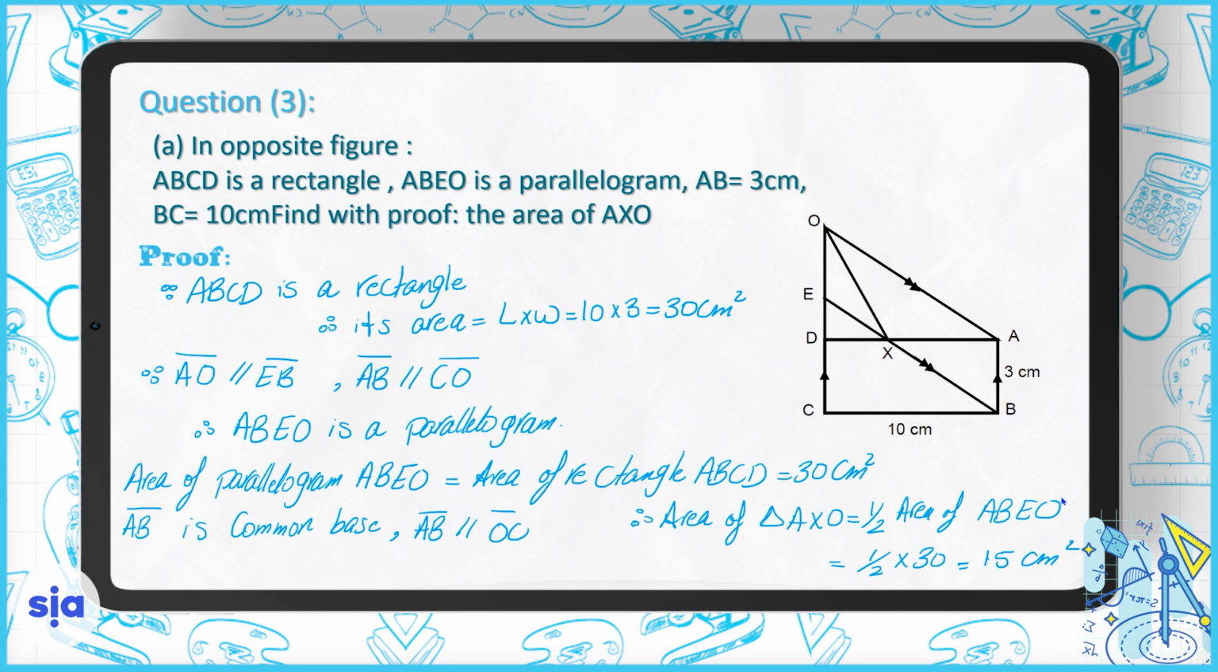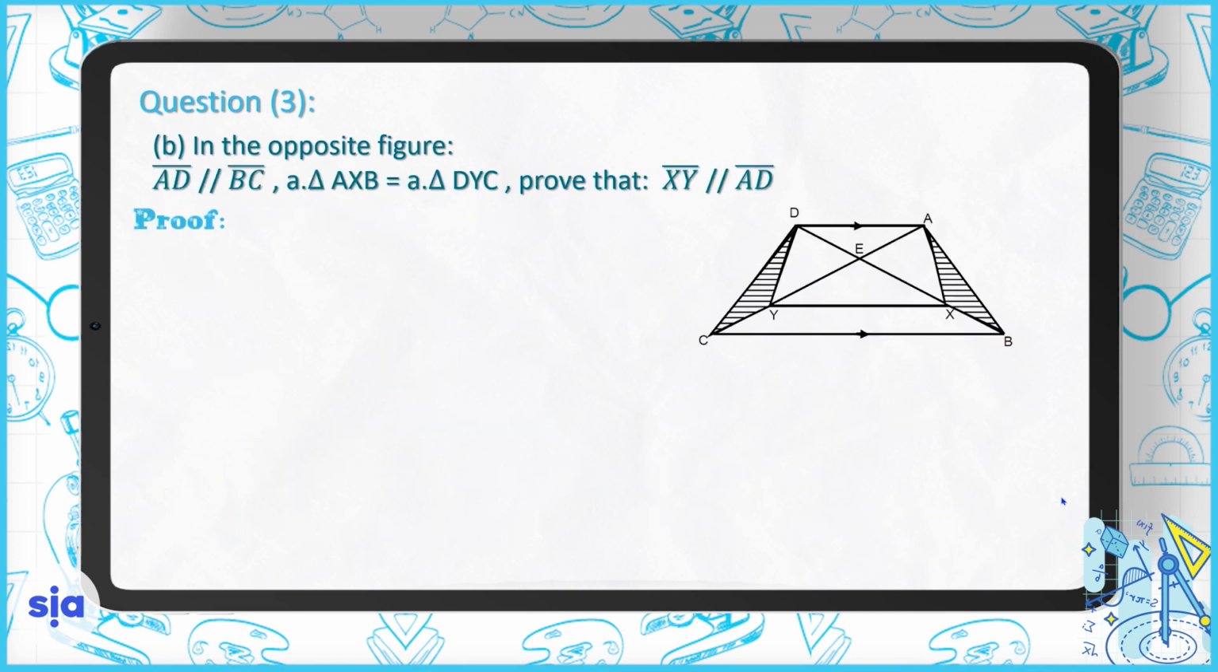As long as AB is a common base, where AB is parallel to OC, therefore the area of triangle AXO is equal to half the area of the parallelogram ABEO. And we got it before that the area of ABEO is 30, so the area of the triangle AXO is half times 30, which is 15 centimeters squared. Question 3b. The question here wants me to prove that XY segment is parallel to AD segment.